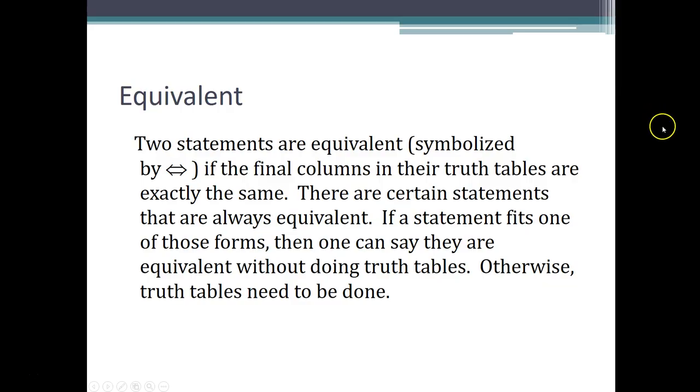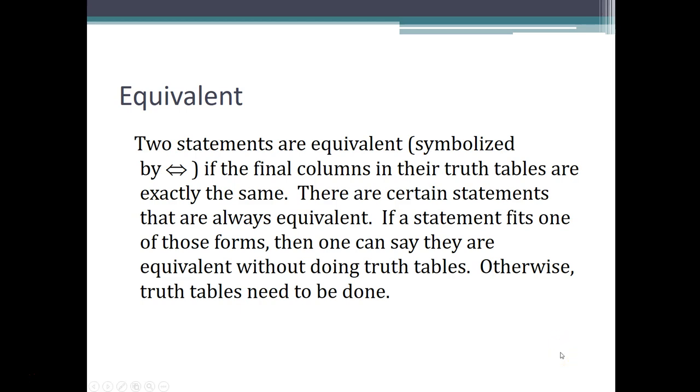Okay, so two statements are equivalent, and it's symbolized by this double arrow. But notice it looks a little different than the double arrow for biconditional. It's a little thicker there. They are equivalent if the final columns in their truth tables are exactly the same. So if you take two statements and set up truth tables for them, if that last column in each truth table matches up exactly, then you know that those two statements are logically equivalent to each other.